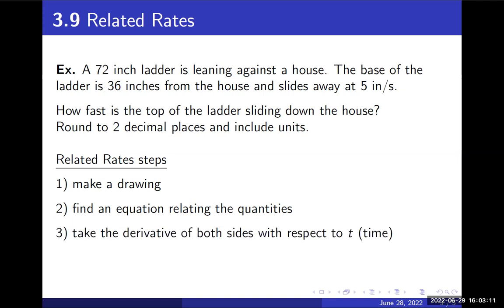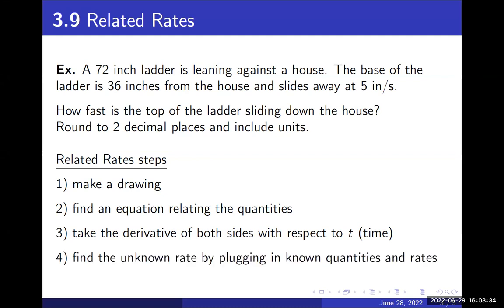Step three: take the derivative of both sides of your equation with respect to t, representing time. Obviously take your time with that. But that's typically not as challenging as that drawing and getting that equation in the first place. Now, once you have the derivative of both sides with respect to t, then it's time to finish it off. At that point, think, okay, I've got a couple of different derivatives involved in this new equation. Which one of them is the question asking about?